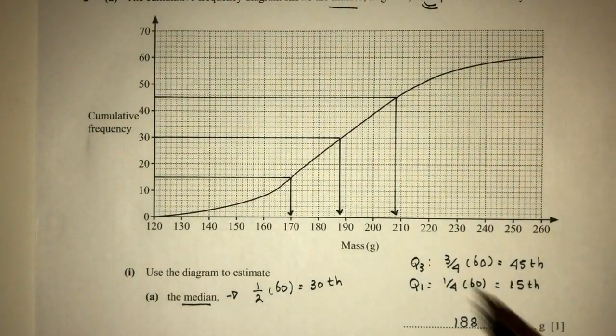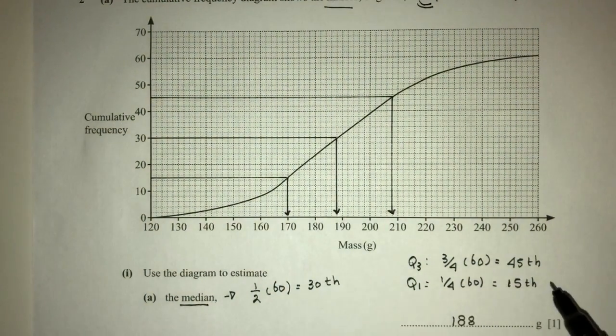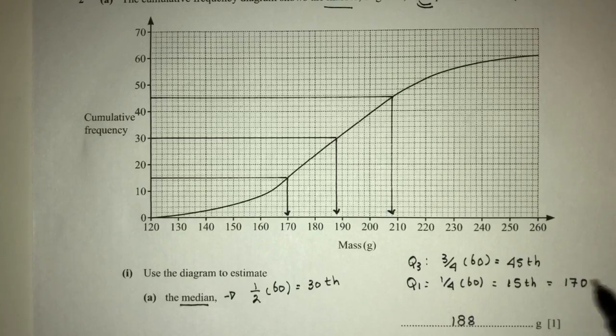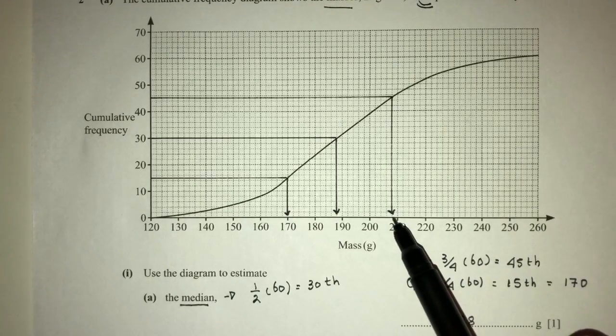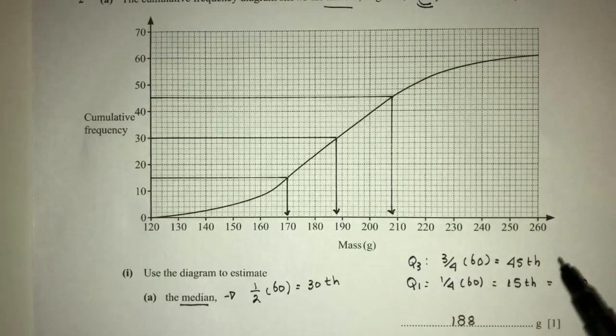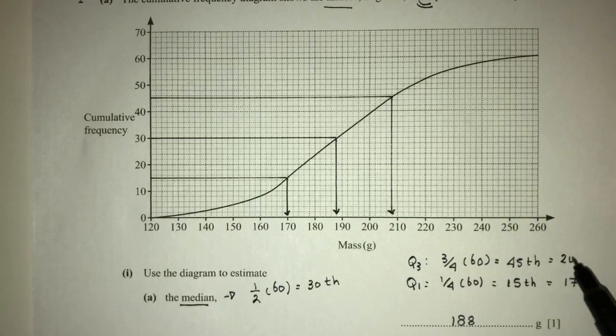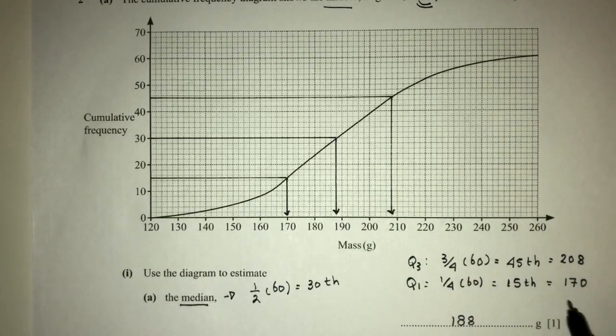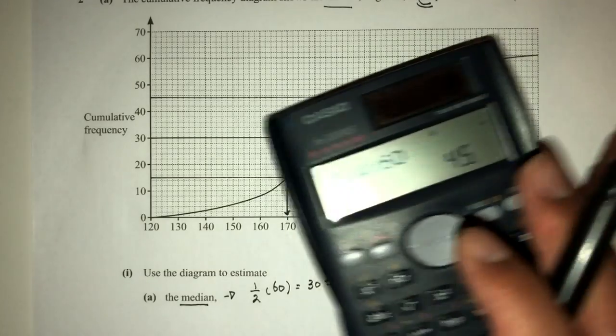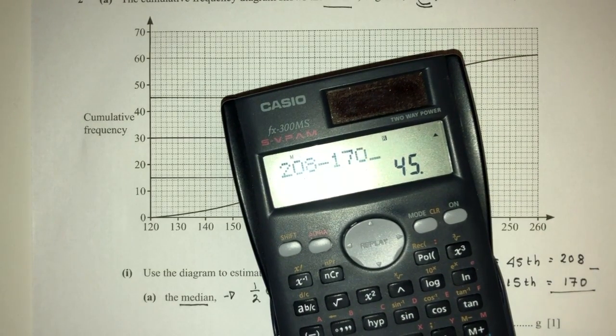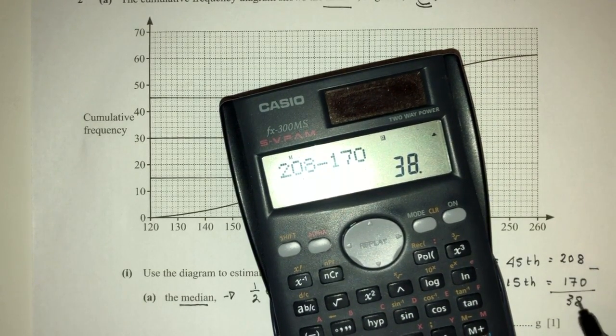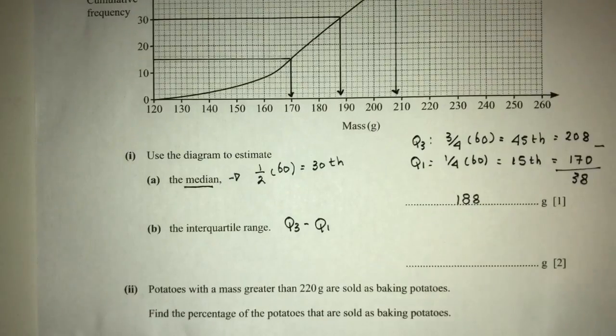As I can see, this is the first quartile, which is 170. This is the third quartile, which is 208. So to find the range, we have to subtract. So 208 minus 170, that will be 38 as my answer.